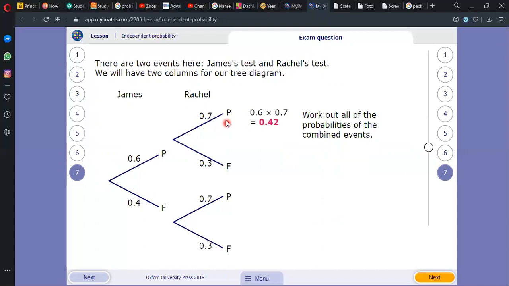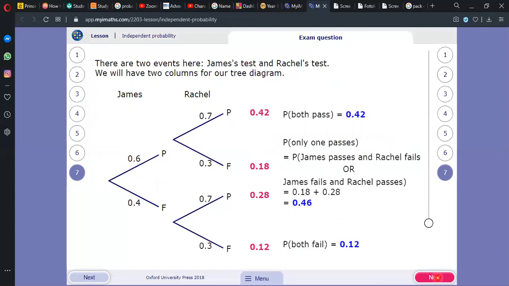The probability that James passes and Rachel passes, that's P and P. It will be 0.6 times 0.7, which is 0.42. The probability that James passes and Rachel fails, that is P and F. Okay, that's 0.6 times 0.3, 0.18. You can follow through with the others, how it goes, and that is how we get our results right there. So 0.42 is the probability of both passing.